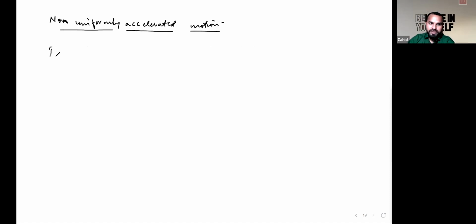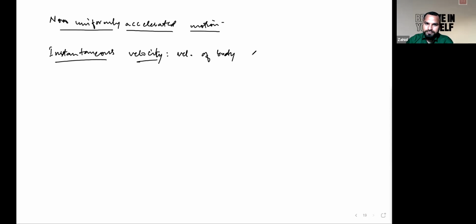So in this part, we first have to define what we mean by instantaneous velocity. Instantaneous velocity means the velocity of a body at a given instant of time.